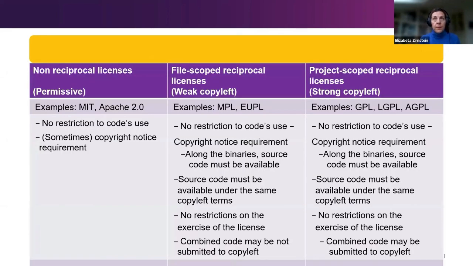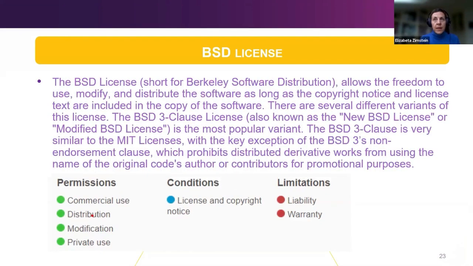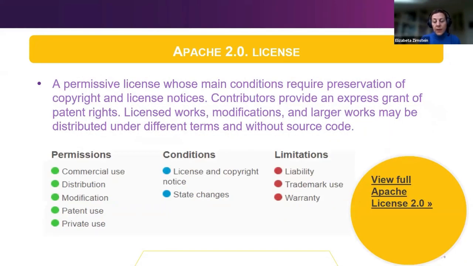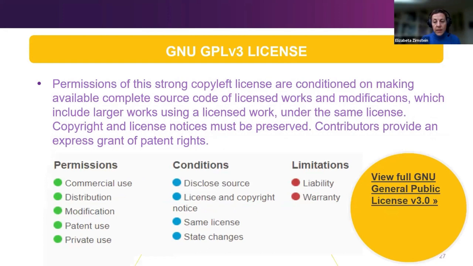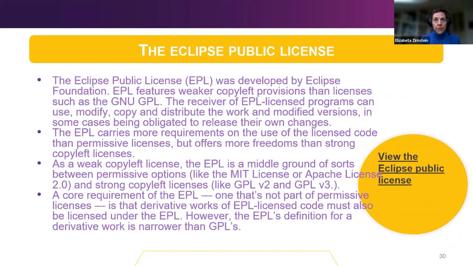On the following 10 slides, the most common open source software licenses are described. For each of them, there is a link on the right that takes you to the full text of the license and a detailed explanation for each license. Please read those licenses carefully and visit the links in the yellow circles on the right side.